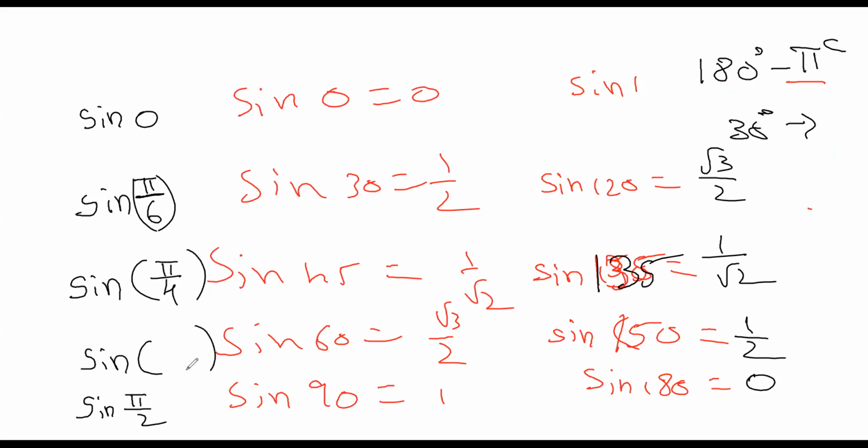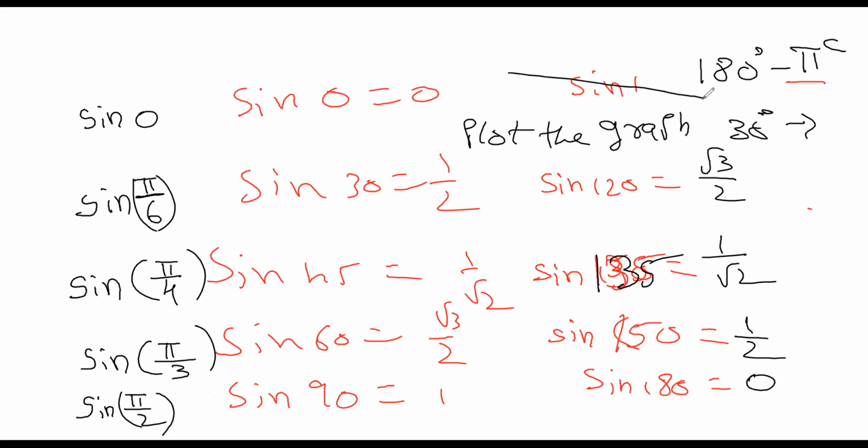Sine 60 is pi by 3. Sine 90 we got as pi by 2. In the same way, you can write it for the other things also, that is 120, 135, 150, and 180. Now, after finding all the values, we have to plot the graph of sine. So plotting the graph of sine, directly I will show how it looks.